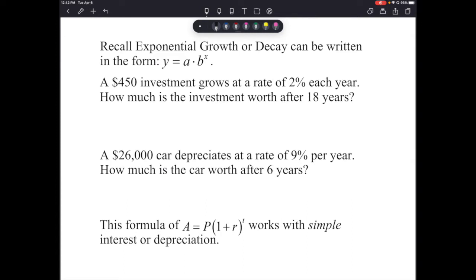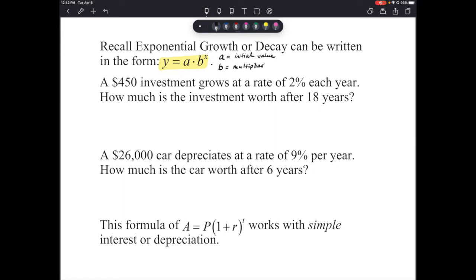Okay, so the first set of problems we're going to do are review. You've seen these probably as far back as in Algebra 1. We're going to look at exponential growth and decay using that function y equals a times b to the power of x. And remember, when you learned this, a was always our initial value, or sometimes you called it the starting point. And b, we said, was our multiplier.